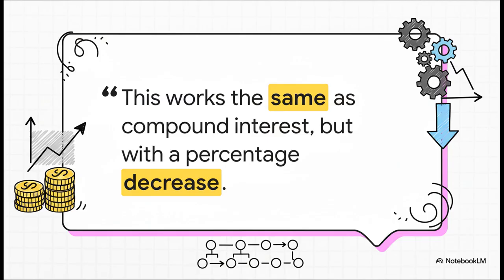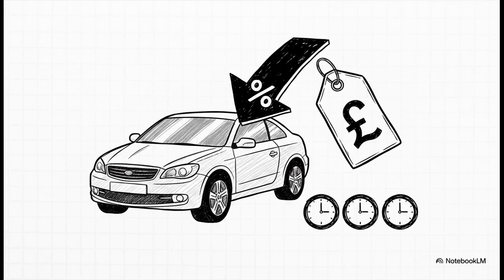Depreciation works in exactly the same way as compound interest, just with a percentage decrease instead of an increase. The maths, the formula, the process, it's identical. The only difference is the value is going down, not up. Let's use a classic example to see it in action.